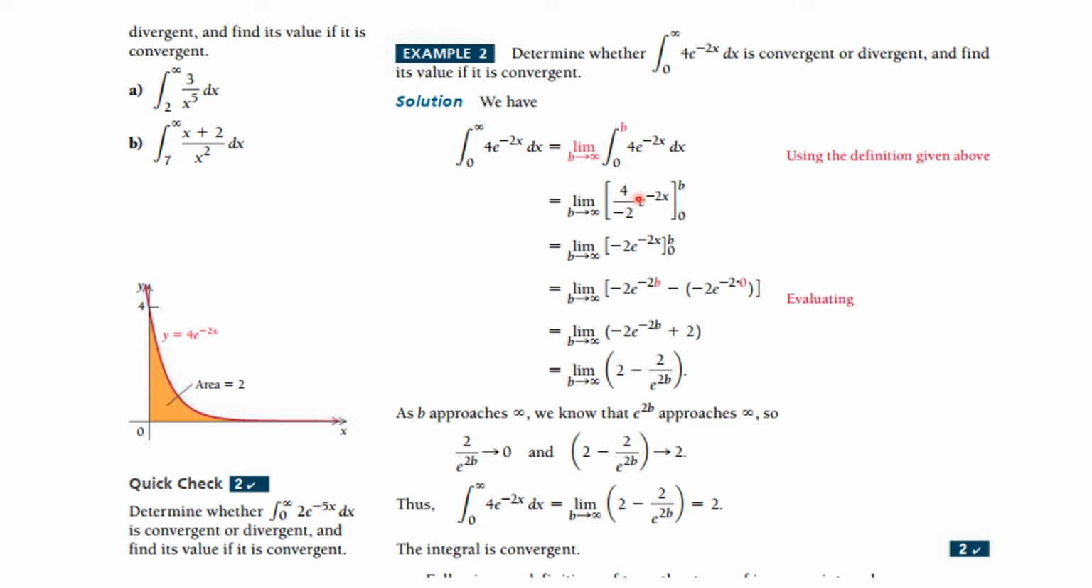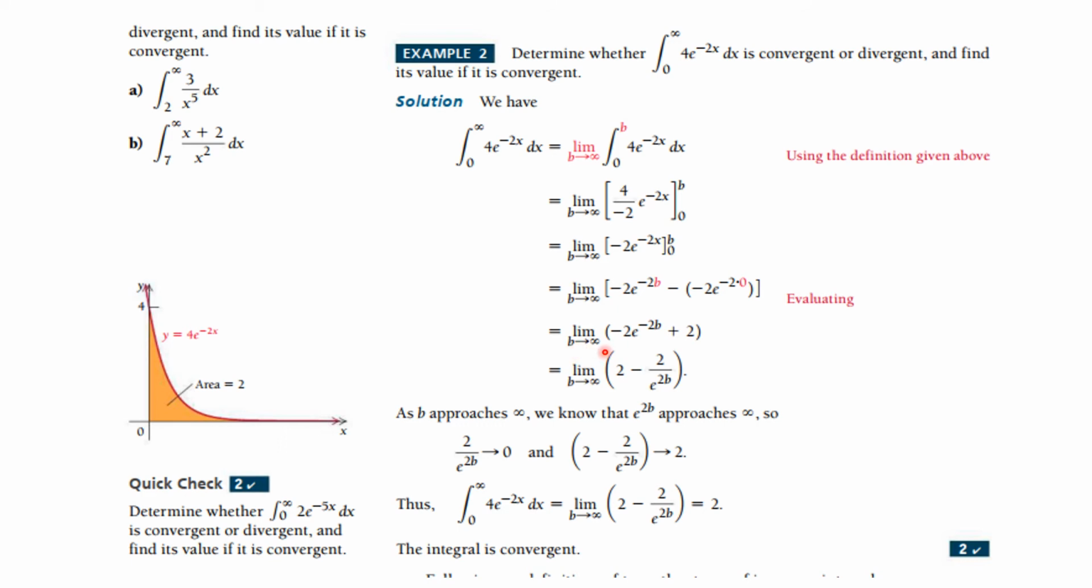Now we can pull the 4 out, and we say the antiderivative of e to the minus 2x. This is a substitution integral, so this is going to be e to the u, and then we divide by the change of variable, and we have minus 2. Again, make sure that you follow these calculations. We covered these in earlier sections. So now we're going to substitute b and 0 in, and we're going to make note of the fact that e to the 0 is 1. And then this is going to be the limit as b goes to infinity of this.